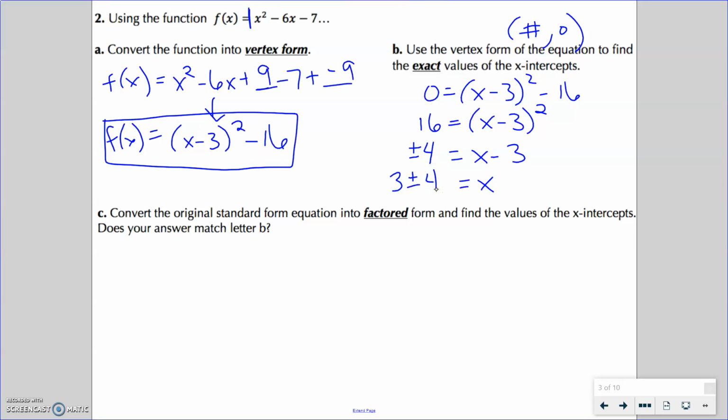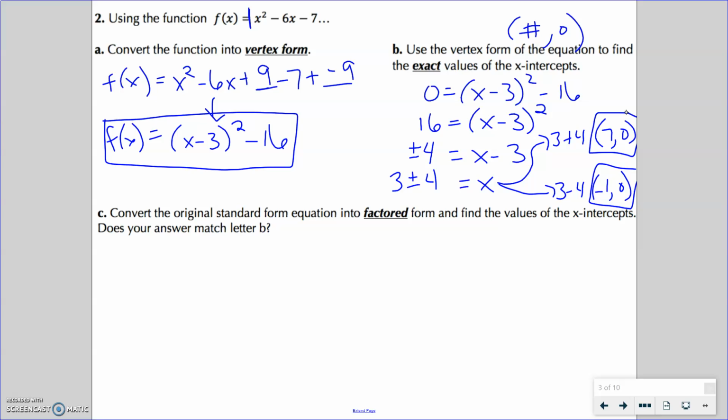And so here's what that means. There are two answers. One of them is 3 plus 4, which is 7. So (7, 0). And the other answer is 3 minus 4, which is -1. Okay, so that's where you get 2 x-intercepts from. When you're solving a quadratic, you should get 2 solutions or 2 x-intercepts, at most.